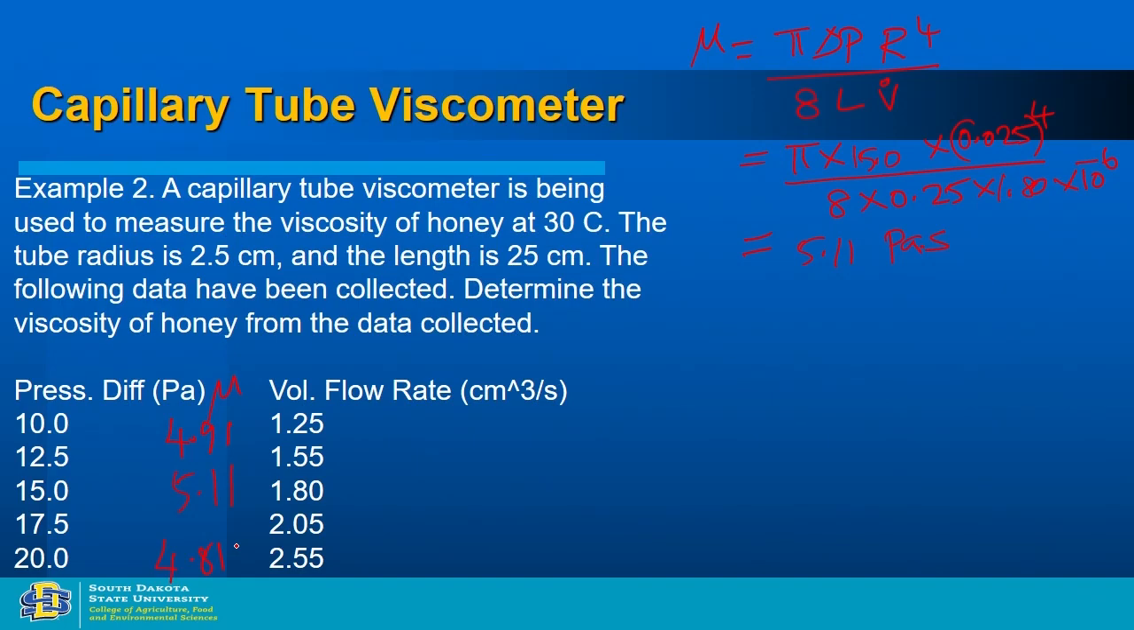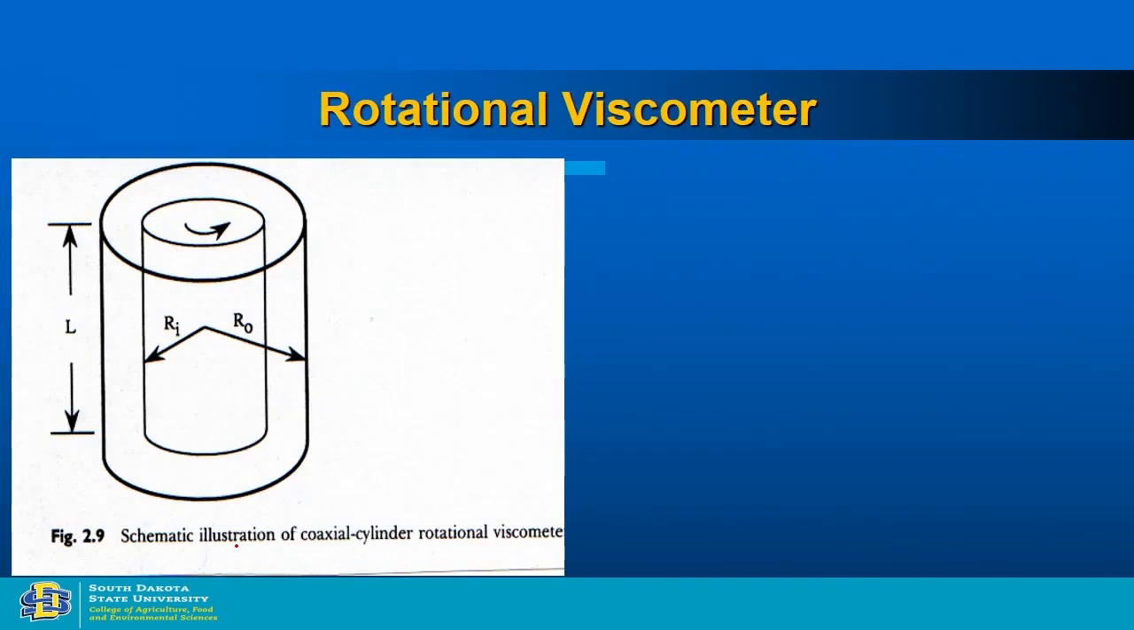Next one is the rotational viscometer. I thought we had it in the lab, apparently not. So basically there is a cup on the outside, and the bob is the inside. The material to be tested is put in between the bob and the cup.